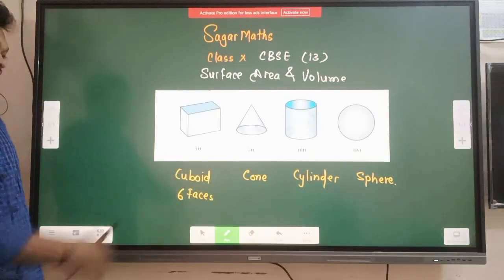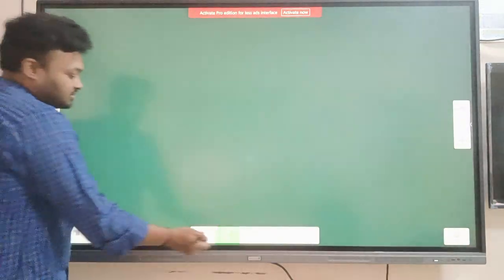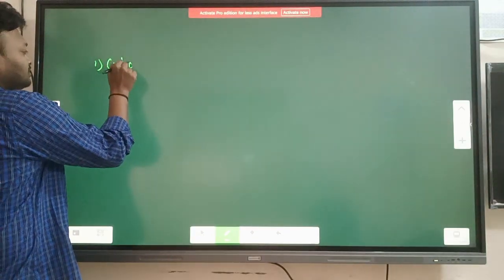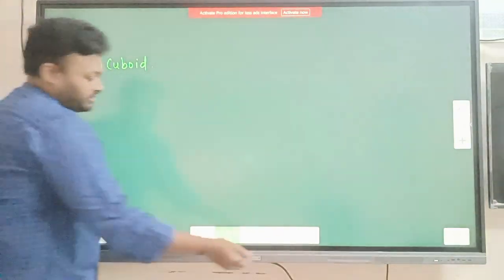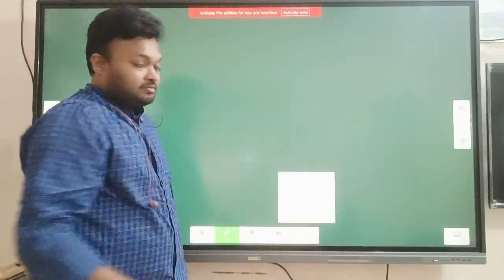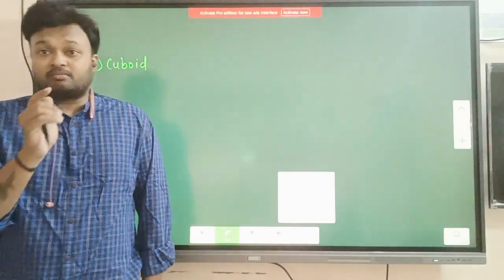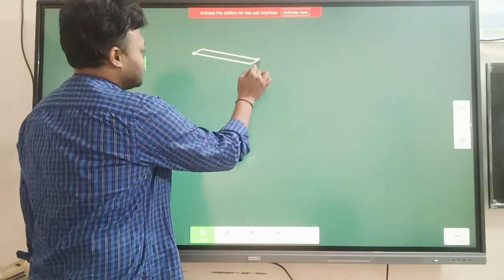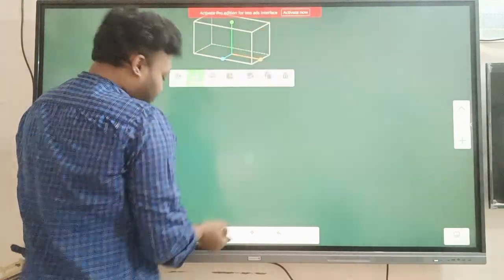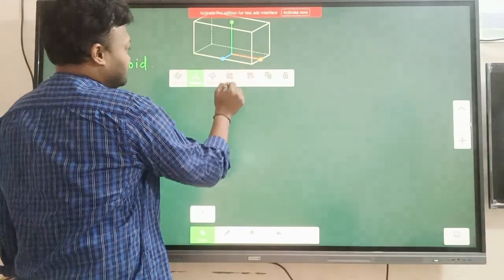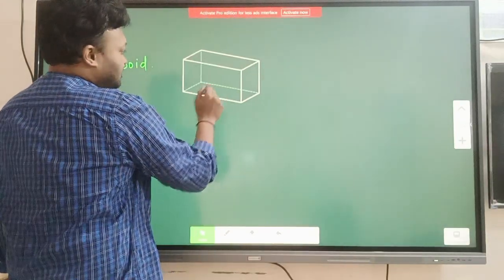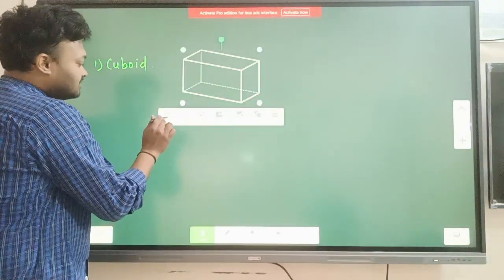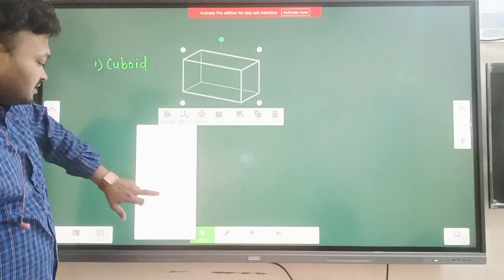Okay, so let us start from the first object, which is the cuboid. So what is a cuboid? A cuboid is a polygonal object which has 6 faces, of which the opposite faces are equal in size. So this is a cuboid. Now I will show you how these opposite faces are equal to each other.